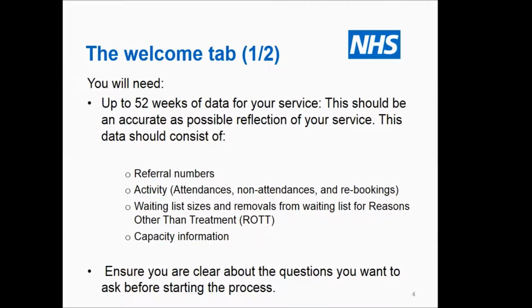So in summary, ensure that you are capable of extracting the data items needed to populate the model. This will consist of up to 52 weeks worth of referral data, as well as activity data covering the same period. Activity data, which includes first outpatient, follow-up outpatient and admitted activity, consists of attendance figures as well as non-attendance and rebooking information. Waiting list information for first outpatient and admitted patients, and the number of patients removed from your waiting list for reasons other than treatment, or ROT, and the capacity information for your service.